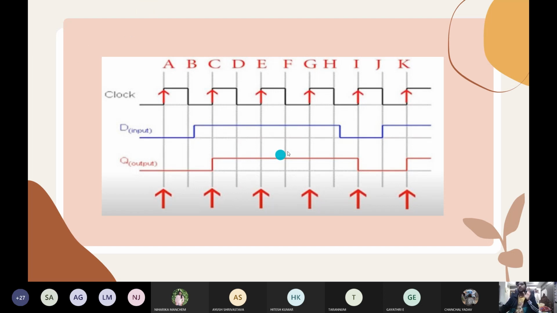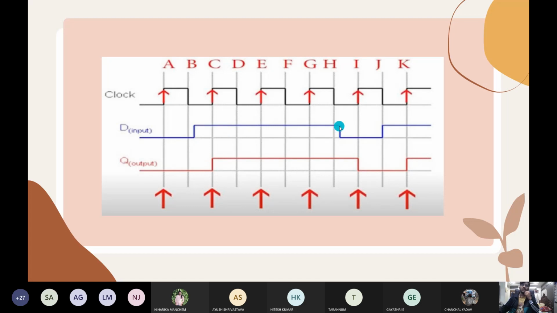So, as you can see here, we have three signals: one clock, one D input, and one Q output. Let's look at the D input signal. The first time the D input signal changes from low to high, the Q signal still remains low because there was no edge in the clock when D input changed. But eventually, after the nearest clock edge occurs, the output changes to high. This is what we call the sensitivity of a flip-flop.